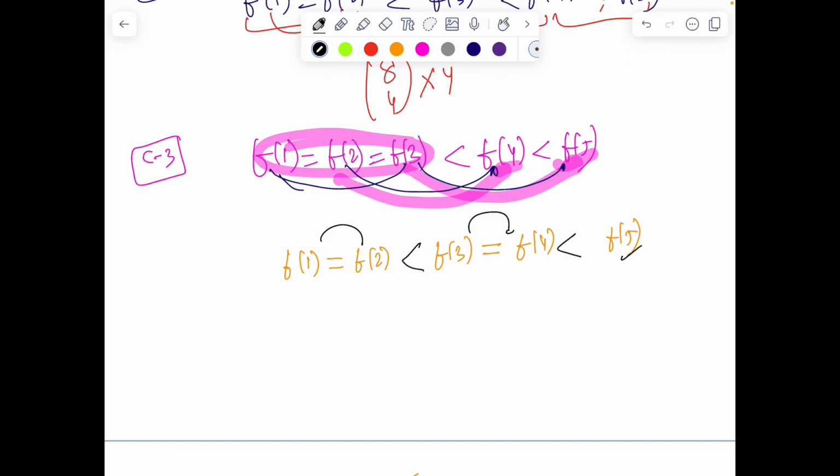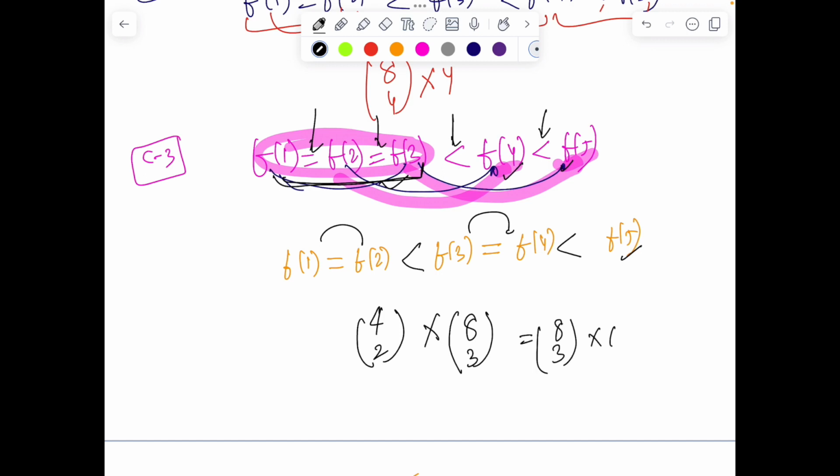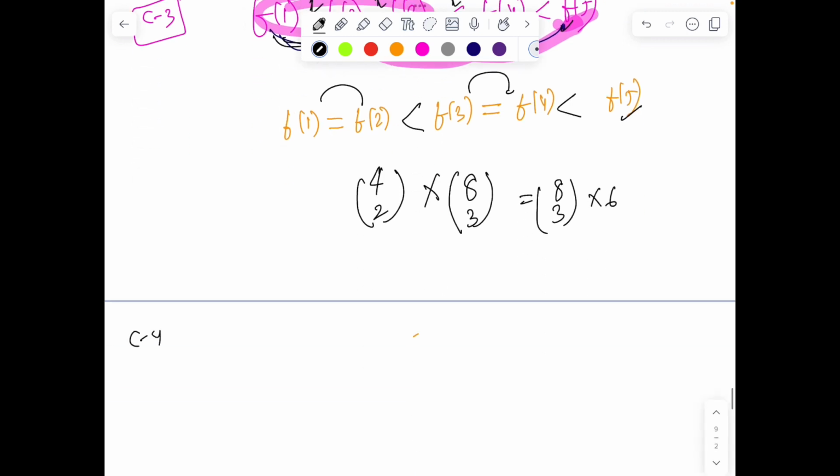So when f1 and f2 are equal, that is less than f3, f4, and f5. So for equality, how many positions are there? In fact, we have 1 position, 2 position, 3 position, 4 position. So 4C2, so we have 6 positions. And the number of distinct objects I have to select is 1, 2, 3. Because if I select f1, f2 is fixed. So out of 8, I have to select 3, and then 4C2, which is 8C3 into 6.